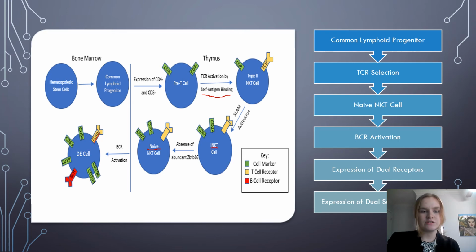And after that, it's going to travel back to the bone marrow, where its BCR is going to become activated, again by self-antigen binding is what I hypothesized. And I concluded all of this based on the expression of different cell markers being expressed, as well as the different TCR and BCR genes being expressed.